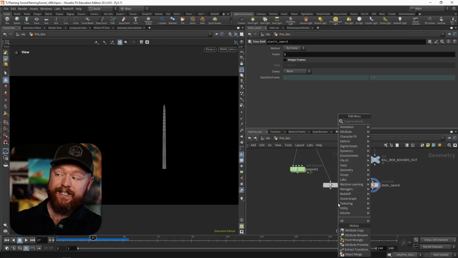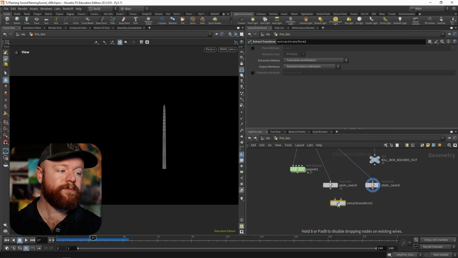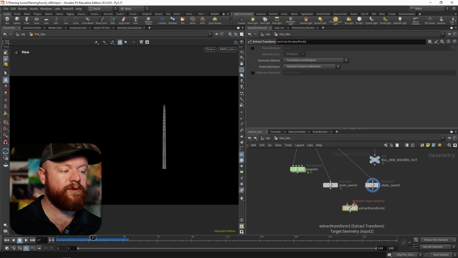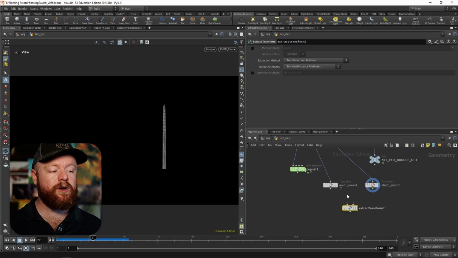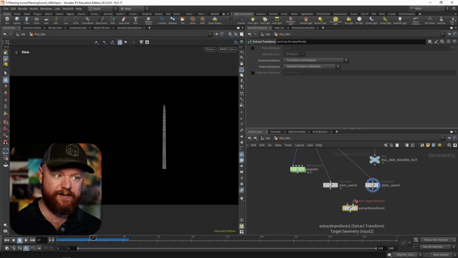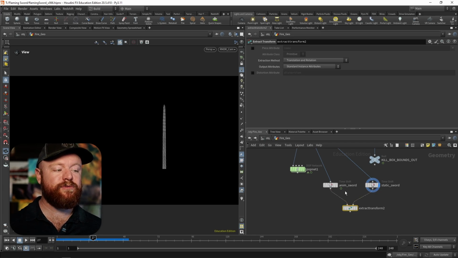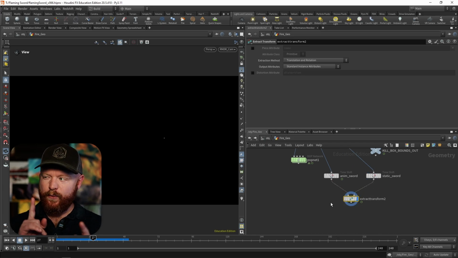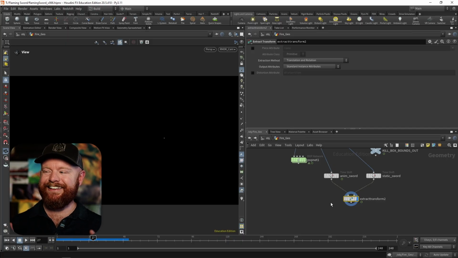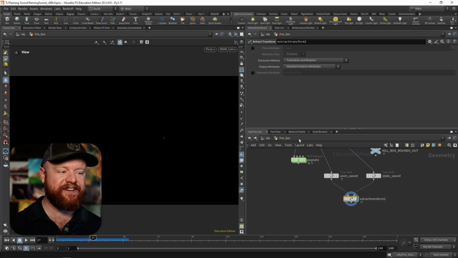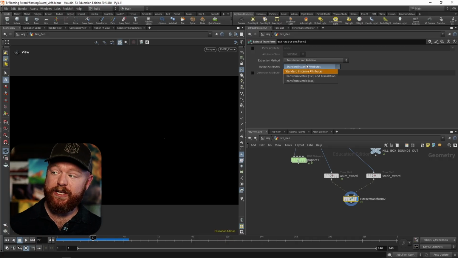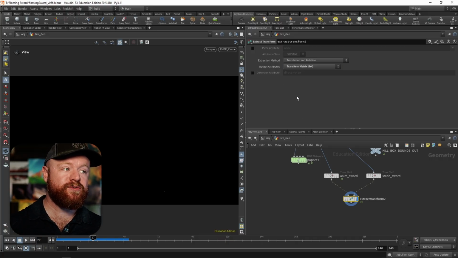The node that's going to give us the transform information is the extract transform SOP. And for this, we need the reference and the target. So let's say that the target is our static and the reference is the anim. I forget which way is which, but if it's messed up, we'll fix it here later. Essentially what this does is it looks at the difference between the point positions and it creates a transform for the whole thing. So in this case, I want to create a transform matrix.